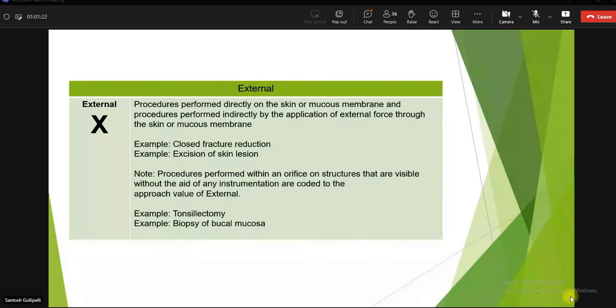Okay, so where we perform the procedure without any incision, that type of approach is considered as external approach. Okay, so these are the 7 approaches. These are some examples with images, like skin laceration repair. What is the approach? External approach. Good. Okay, so code as open approach.